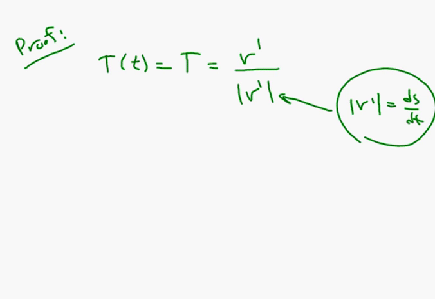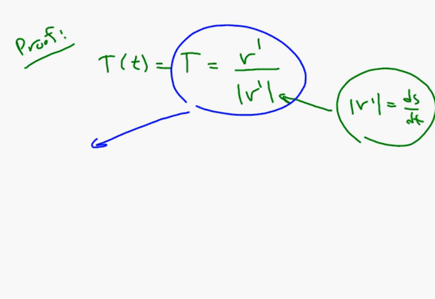So what else can we say? All right, so let's take a look at this expression here. What we can say now is that we can cross multiply, if you want, multiply through by the norm of r prime. We get r prime equals the norm of r prime times T. Or we can think of that, using this expression, as ds/dt times T. Notice that's not a dot product, it's just a scalar times a vector T. All right, so let's keep going.